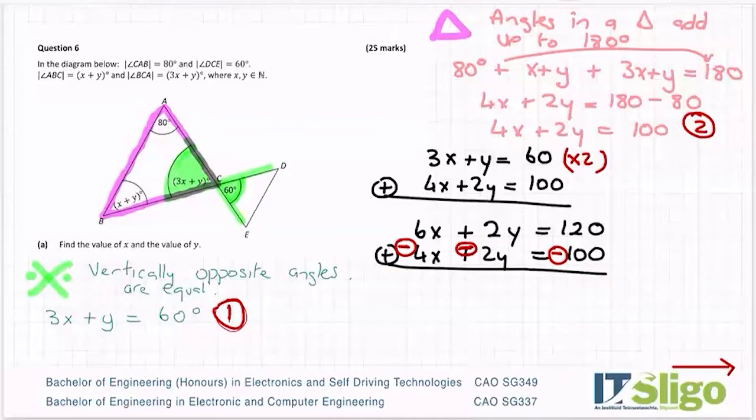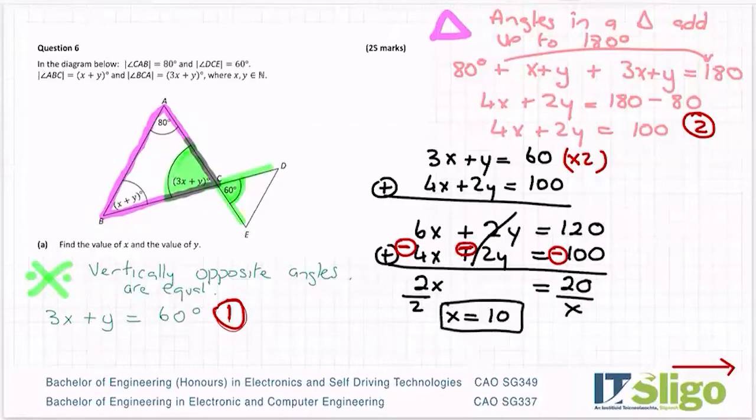And then you add or take away, as in this case, because it's 6x minus 4x, or 6 minus 4 is 2x, plus 2y minus 2y cancels to 0. 120 minus 100 is 20. Divide by the number in front of x, and we're getting x is equal to 10 degrees. So that's my x value.